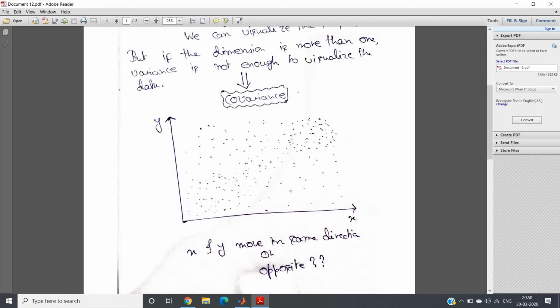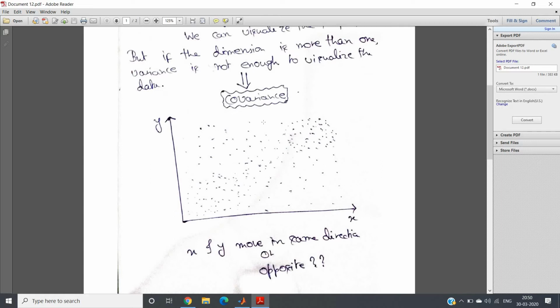Covariance basically gives us the idea of whether x and y move in the same direction or x and y move in the opposite direction. That means, with an increase in x, does y also increase, or with an increase in x, does y decrease? That is, whether a reverse relationship is followed or whether same directional movement is followed.